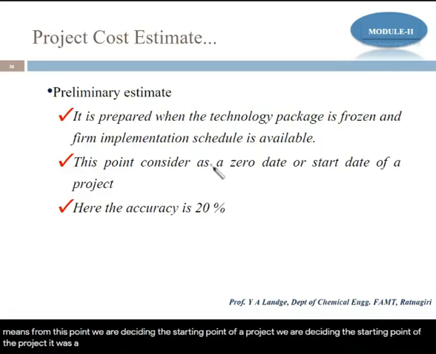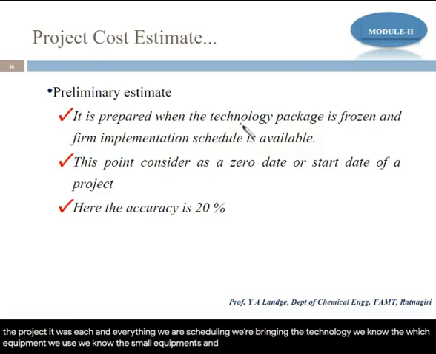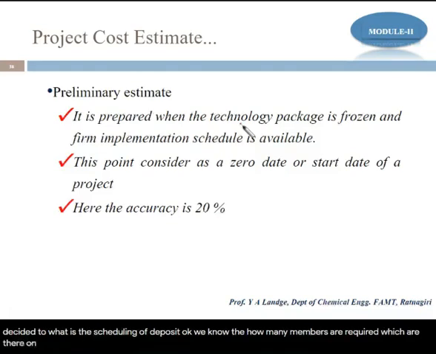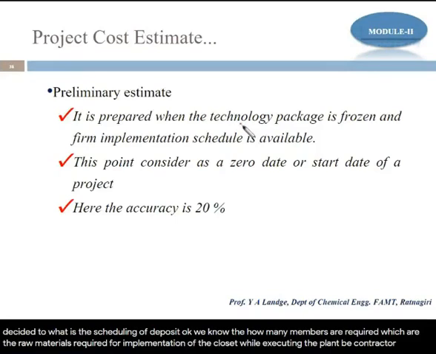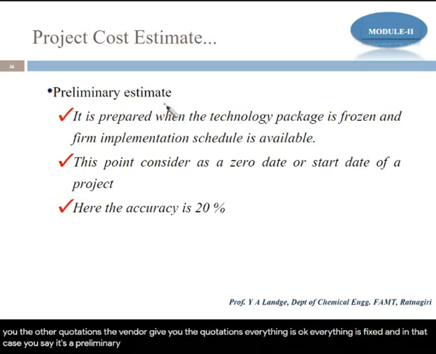It means each and everything we are scheduling. We bring the technology, we know which equipments we use, we know the small equipments and the small things in the plant, okay. We have decided the scheduling of the project, okay. We know how many manpowers are required, which raw materials are required for implementation of that project while executing the plant. The contractors give you the quotations, the vendors give you the quotations, everything is fixed, and in that case you say it's a preliminary estimate, okay.